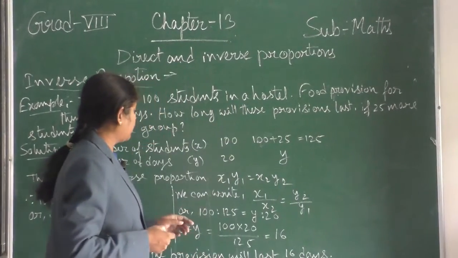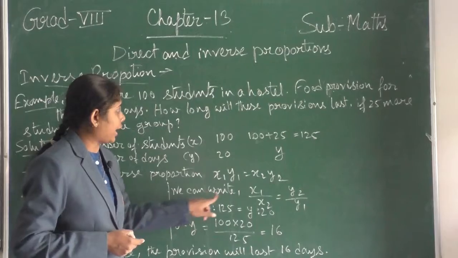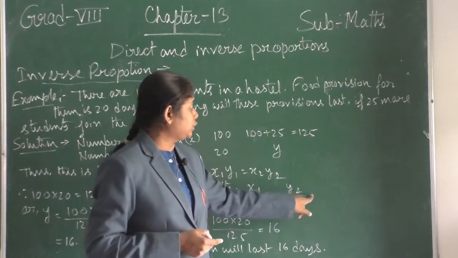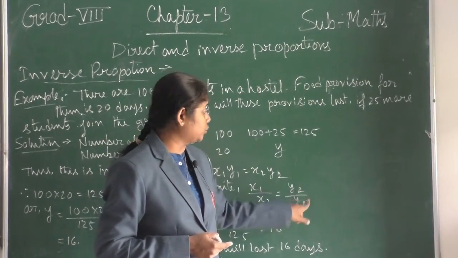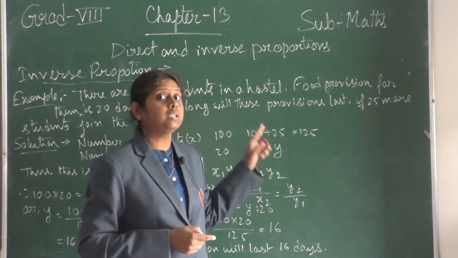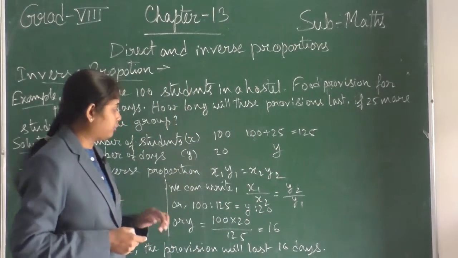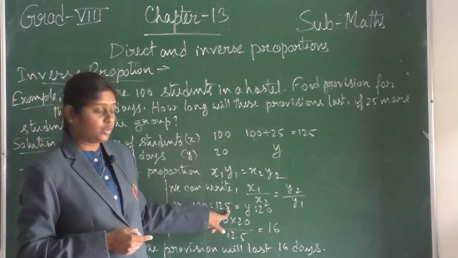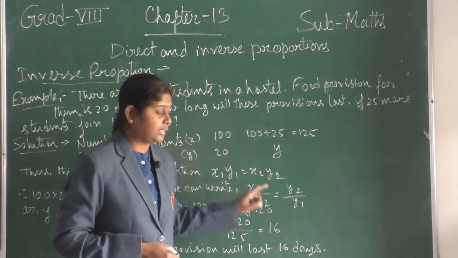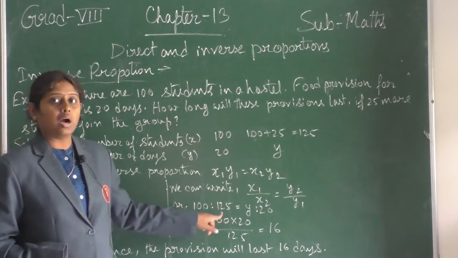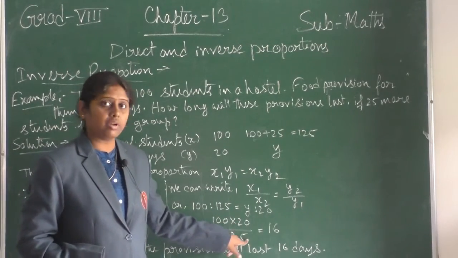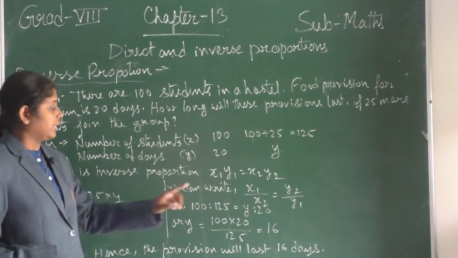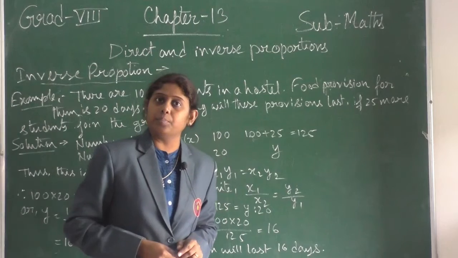Now, come to the second method of this sum. From here, we can write x1 by x2 is equal to y2 by y1. Check here properly. Here we are writing y2 by y1; in direct proportion, we wrote y1 by y2. So, be careful here. After putting the values, we can write 100 is to 125 is equal to y is to 20. So, y is equal to 100 into 20 by 125, which gives the value 16 again. So, hence the provision will last for 16 days more.